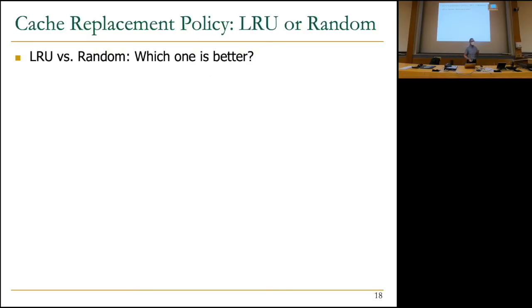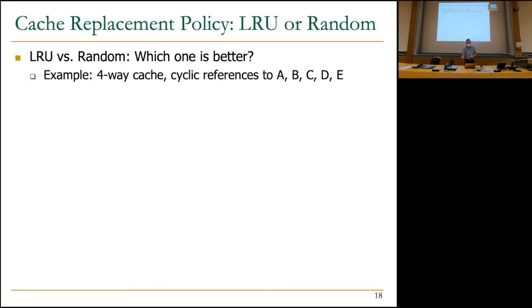Okay, now we talked about the implementation aspects of LRU, but let's take a look at where LRU fails badly. If I ask you the question, LRU versus random, which one is better? I think we kind of discussed this. Let's take a look at a four-way cache where you have cyclic references to A, B, C, D, different blocks that go to the same set.